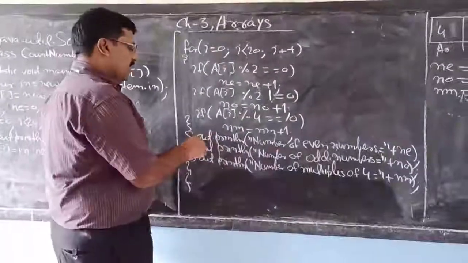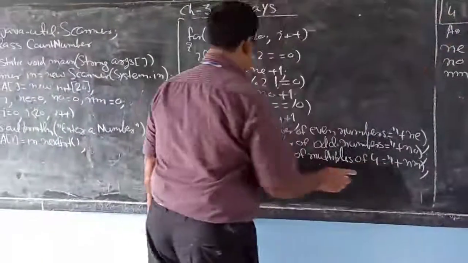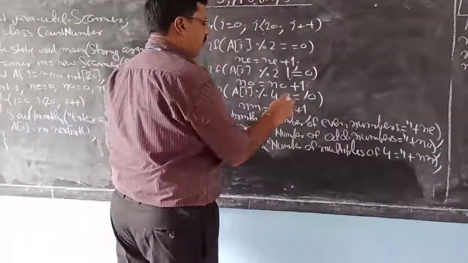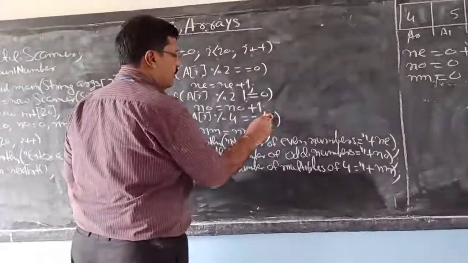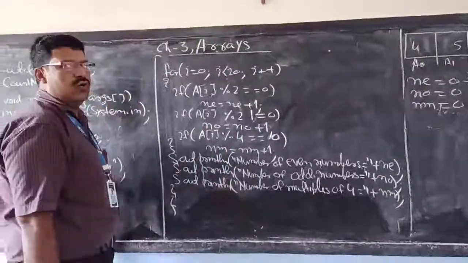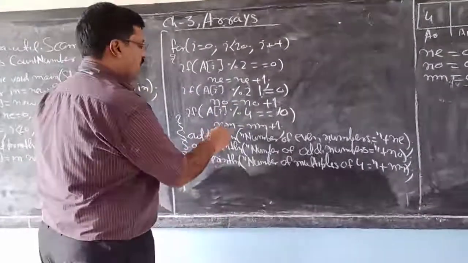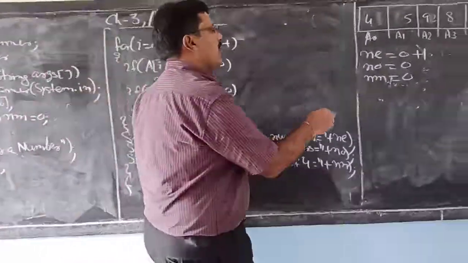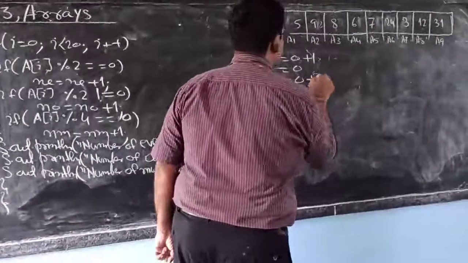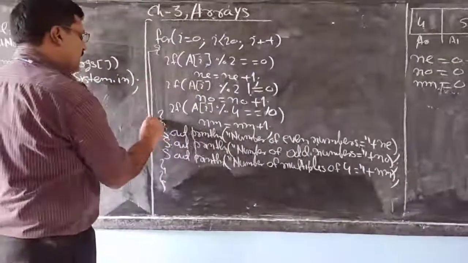Now check, come here again. If a[i] means a0 is 4. 4 modulus 4, remainder is equal to 0. Yes. If you divide 4 by 4, remainder is equal to 0. So it means 4 is a multiple of 4. So nm equal to nm plus 1, means 0 plus 1. Okay. Now go further. Next i.